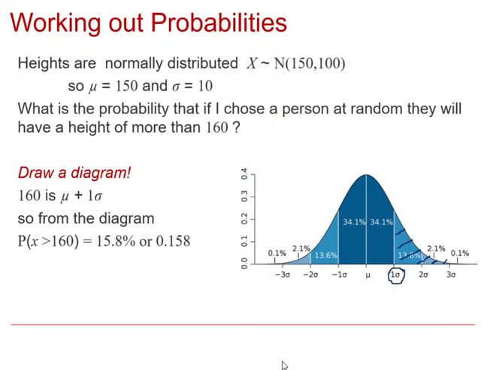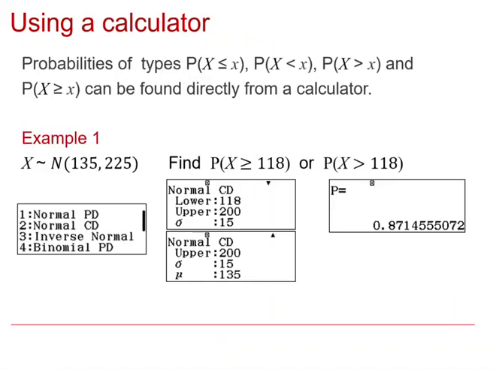That was a very simple probability to find just looking at this standard curve, but what if we wanted to find the probability that a person was of height more than 152 centimeters, for example? So for the new Maths A-level exams, probabilities from the normal distribution should be found directly from a calculator.